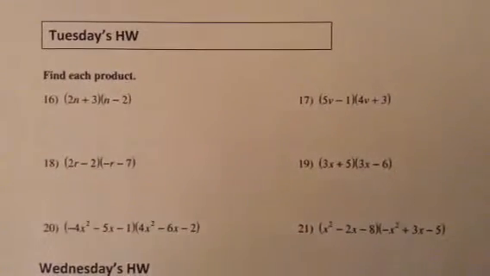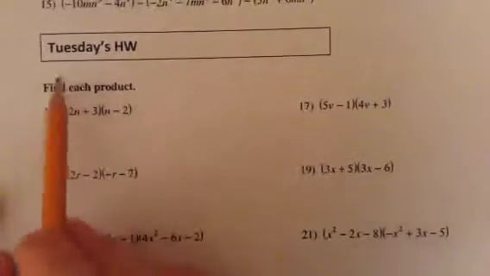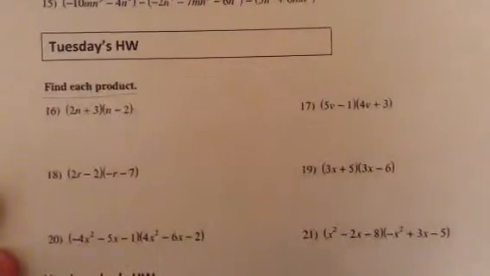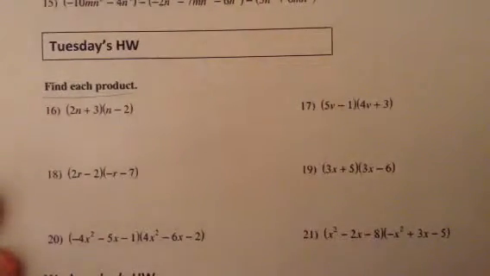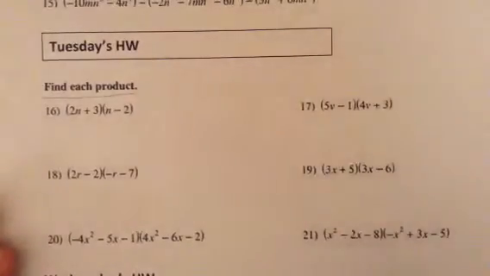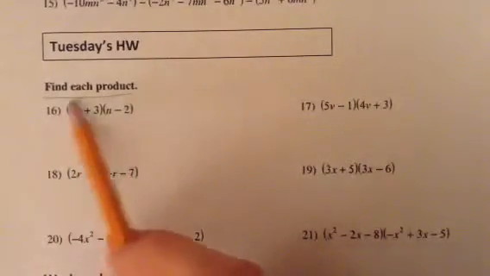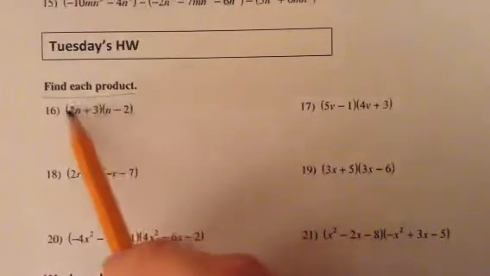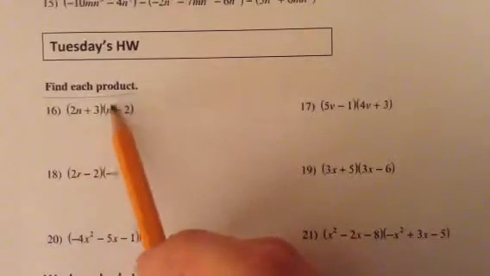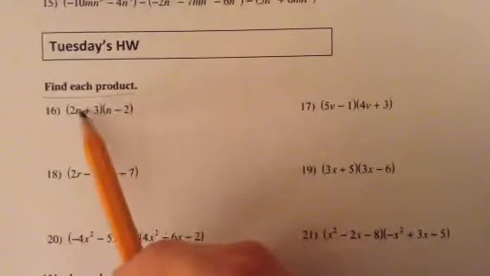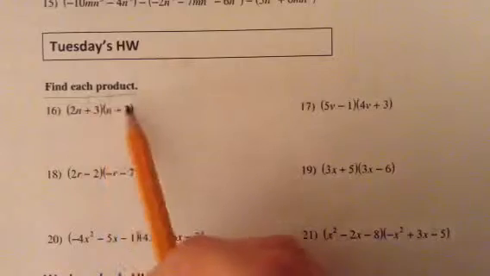On the part of the homework labeled Tuesday's homework, we have instructions to find each product. So that's different than combining like terms. That's more like area. There's a couple things you can do here. You can think of it as distributive property, and you can distribute each term over here to each term over here. So the 2n would be distributed, and then the 3 would be distributed.